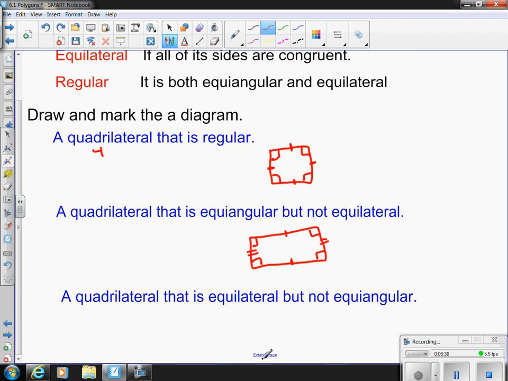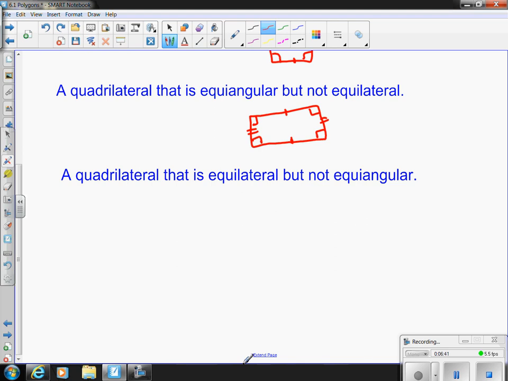A quadrilateral that is equilateral but not equiangular. So this is what we actually would call a rhombus. So these angles look like they're the same, but these ones over here are different. And we can mark that all the sides are the same. So once again, my drawing is pretty terrible, but if you look at it and you look at the markings, it clearly communicates equilateral, all the sides the same, but not equiangular. The angles are not all the same.